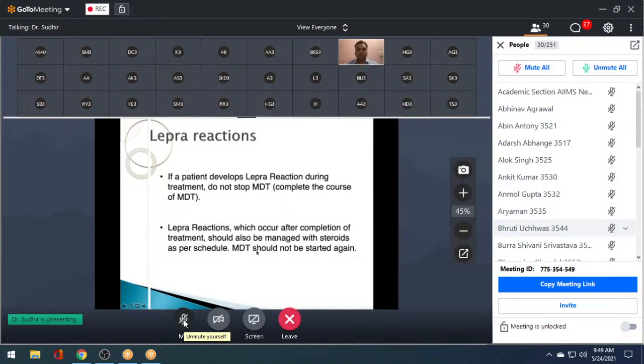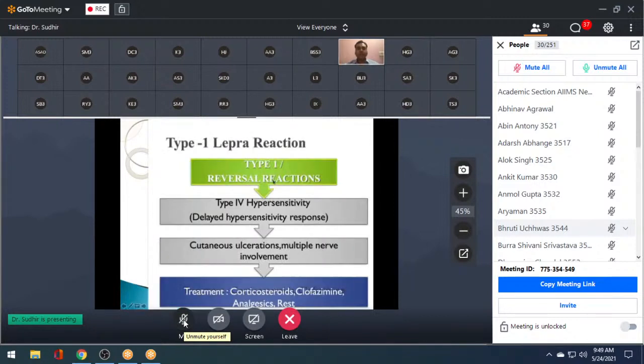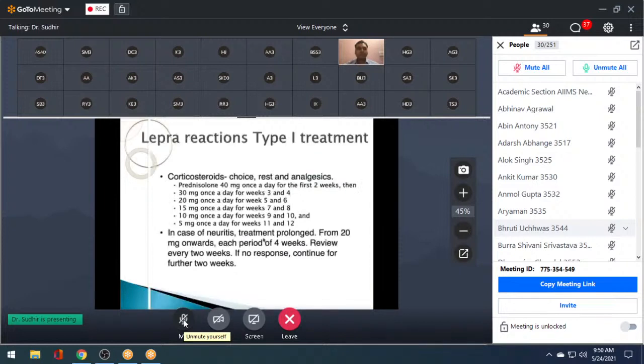the MDT again. Okay. So type 1 reaction is a reversal reaction due to type 4 hypersensitivity reactions. It is a cutaneous ulceration and multiple nerve involvement. Treatments are corticosteroids, clofazimine, analgesics, and rest. So you can give corticosteroids. Clofazimine sometimes can be used, and it has anti-inflammatory properties also, and analgesic and rest. But clofazimine needs to be used in high dose as compared to the MDT regimen. So in type 1 reactions, corticosteroids are the drug of choice. You can give rest and analgesics.